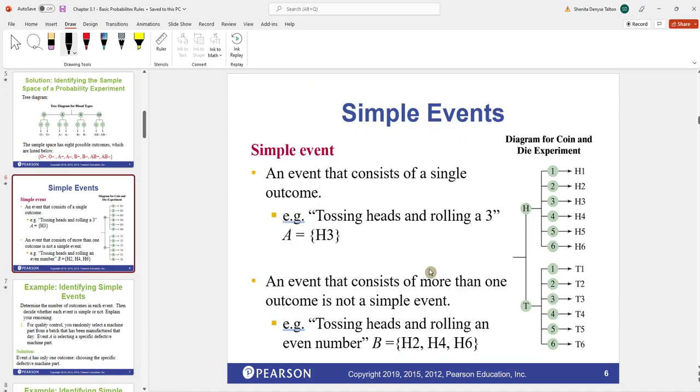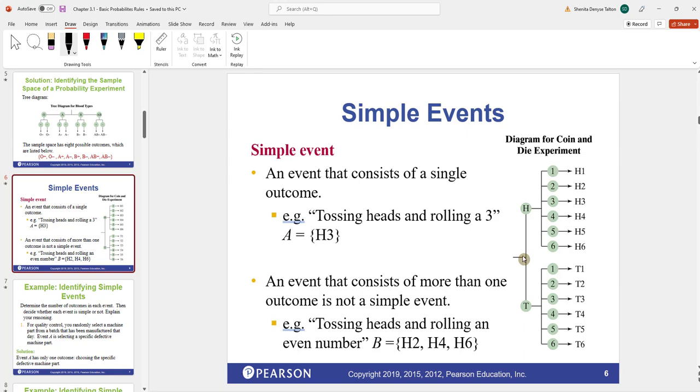A simple event is an event that consists of a single outcome. For example, tossing heads and rolling a 3. If you look over here to the side, I have a diagram of you tossing a coin and rolling a die. So remember, a lot of people don't understand what a die is. It's just part of a dice. So when you roll dice, you're likely rolling 2 dice. So a die is just one of those dice.